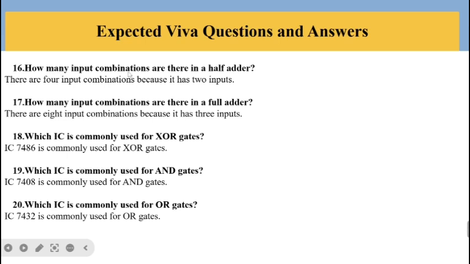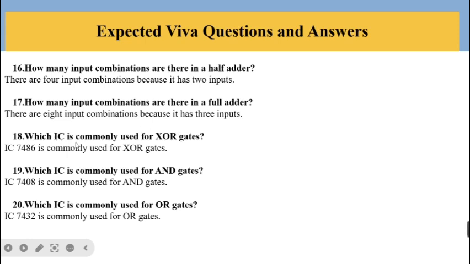How many input combinations are there in a half adder? There are 4 input combinations because it has 2 inputs. How many input combinations are there in a full adder? There are 8 input combinations because it has 3 inputs.